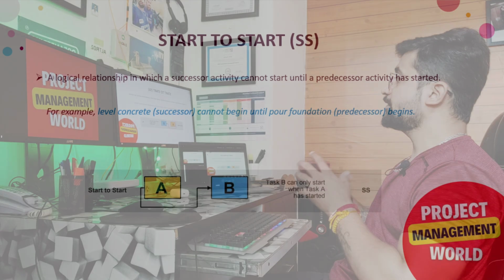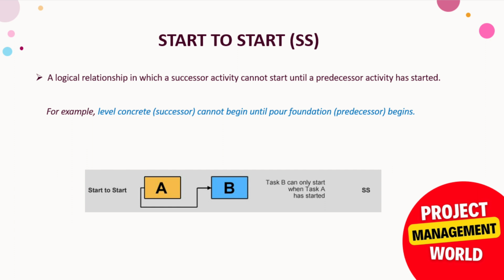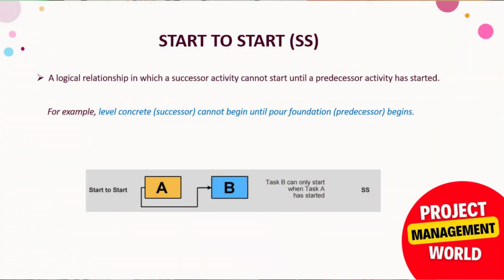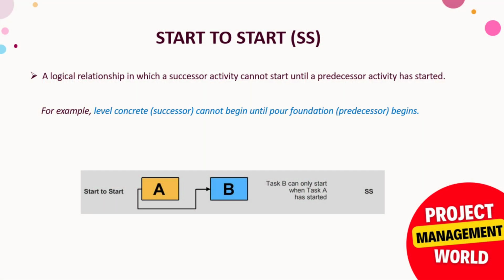Next, the second most used is start to start. It is a logical relationship in which a successor activity cannot start until a predecessor activity has started. The word here is started: we cannot start a successor activity until we have started the predecessor activity. This is doing the work in parallel. For example, leveling concrete, which is the successor activity, cannot begin until pour foundation begins. There are two activities. The first is pouring the material into the dig, but we cannot start leveling until we have started the pouring. That is what the start to start relationship is. In the graphical you can also see that the start of activity B, which is the successor, can only happen after we have started activity A.